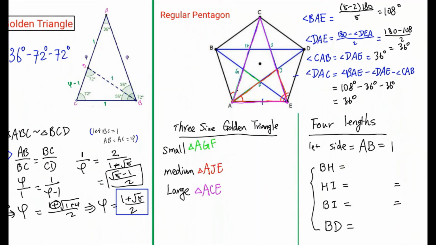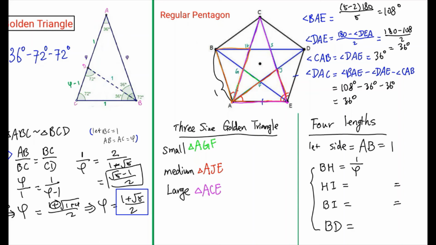Next, let's find the four lengths that you can find just by assuming that line AB is equal to 1. First of all, BH. BH over here is in this triangle, BHA. Seeing that we already know line BA, which is 1, that means that BH is equal to 1 divided by phi.